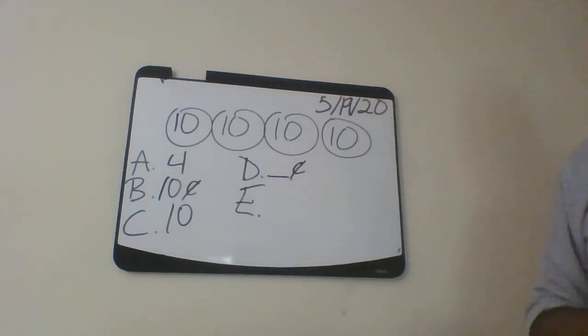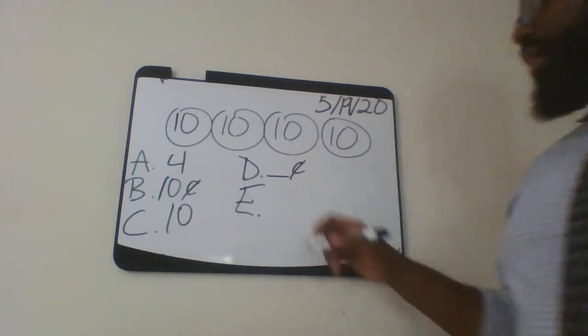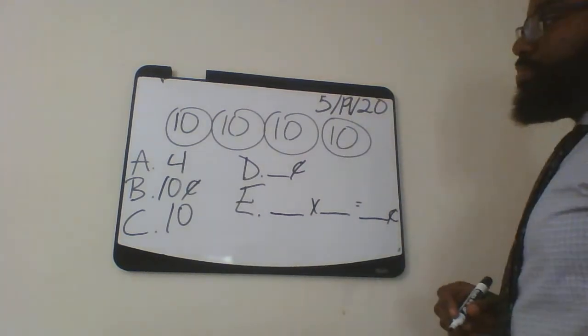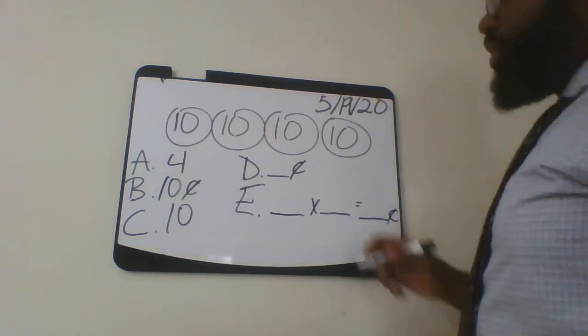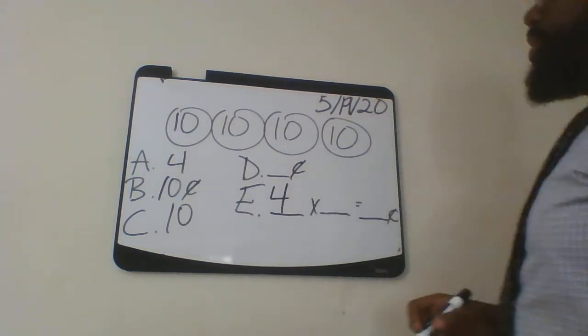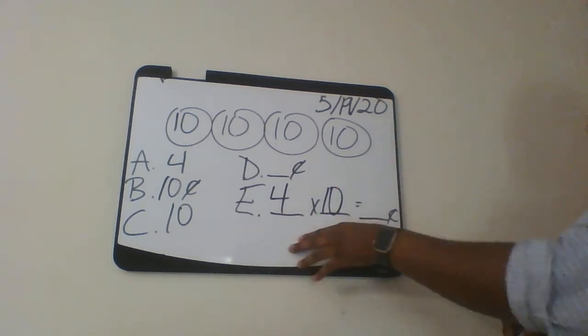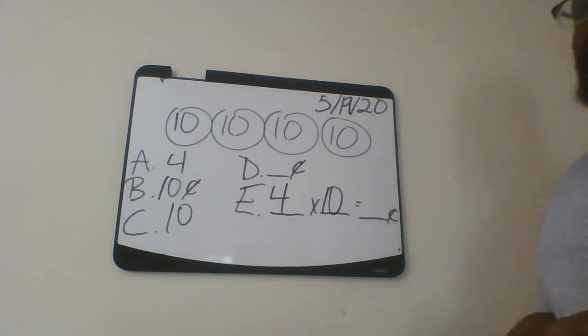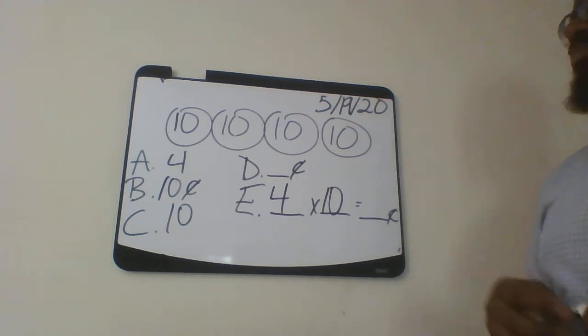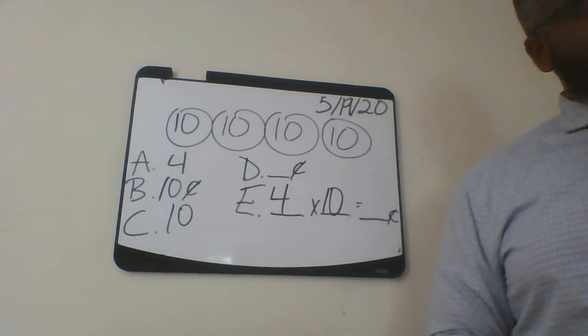And then for E, E says, write the multiplication fact. So I'm gonna get the fact started for you. Notice you have 4 dimes, and dimes are worth 10 cents each. So whatever the answer to 4 times 10 is, that will be your answer right there. Okay? Let's move on to number 2.